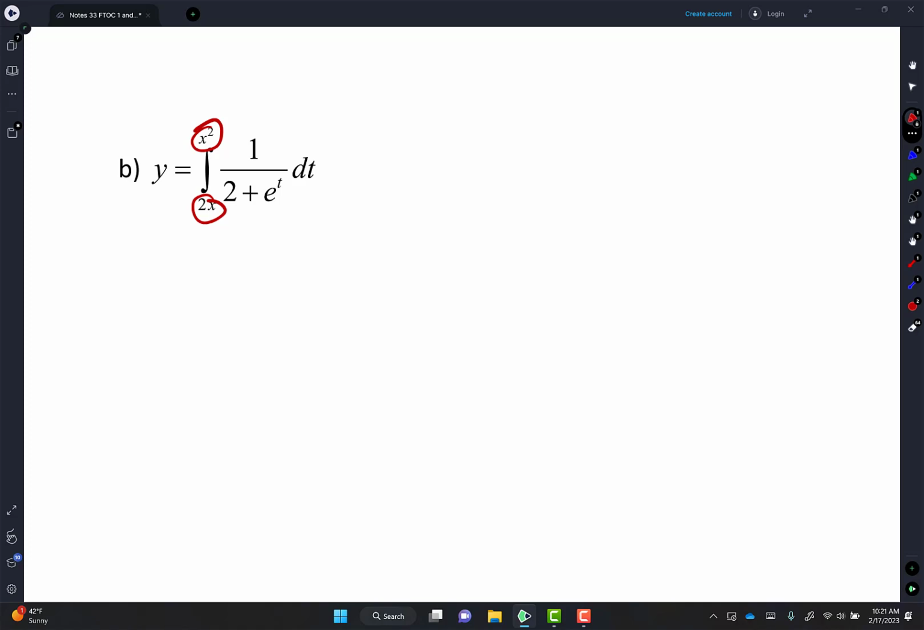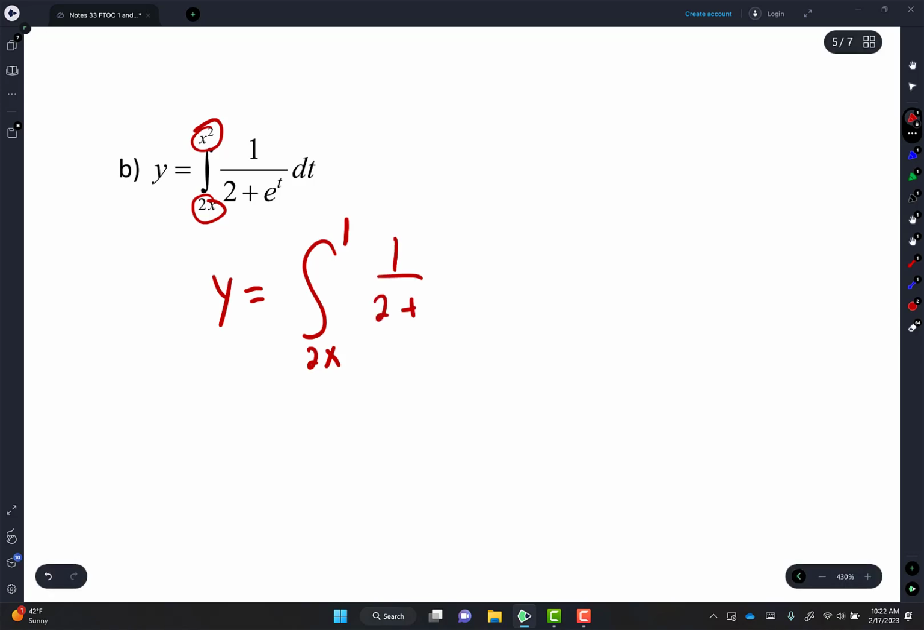So we're going to do two properties. First, separate the integral like this. Y equals integral from 2x and pick any number. I usually like to put the number 1. Put a number. Make it 1. Any number you want, as long as it's a number that is not a vertical asymptote. And this one doesn't have a vertical asymptote. 1 over 2 plus e to the t dt. And then plus, where this one stops, the other one better start. 1 to x squared of 1 over 2 plus e to the t dt.